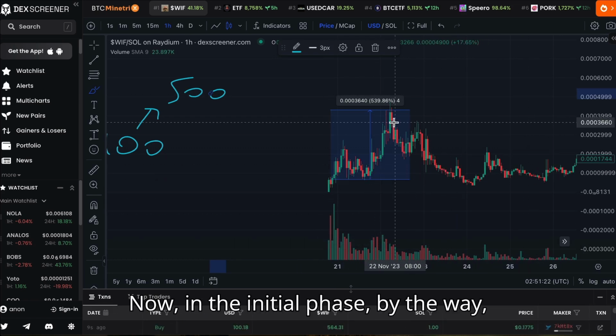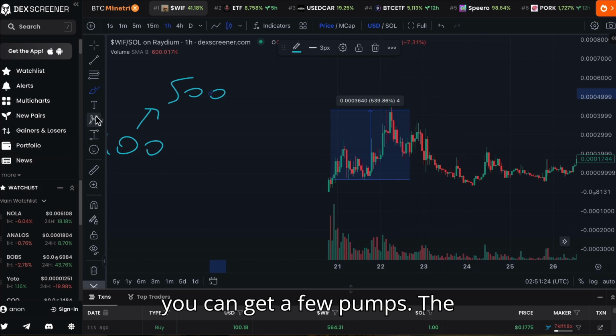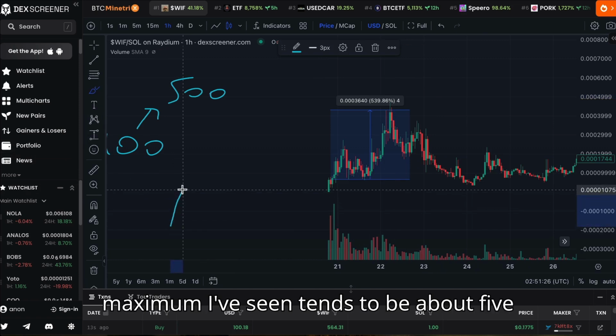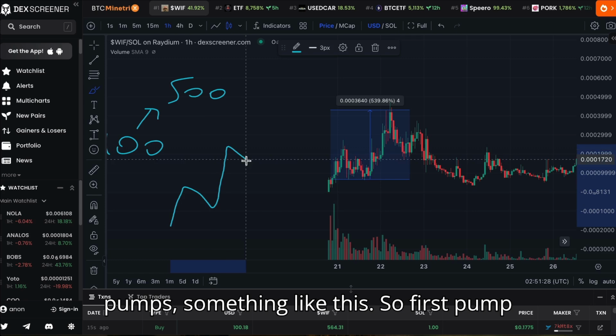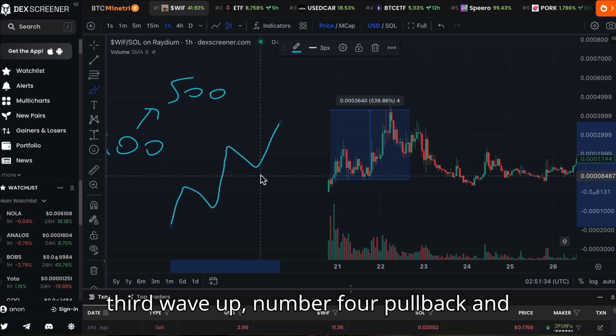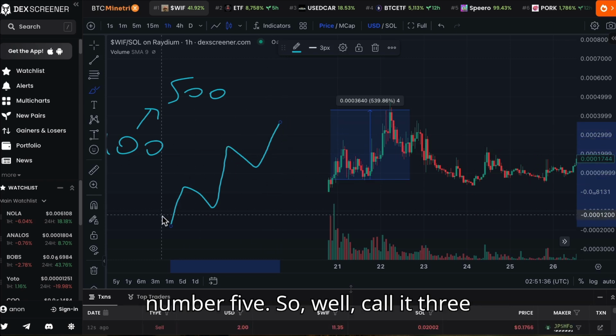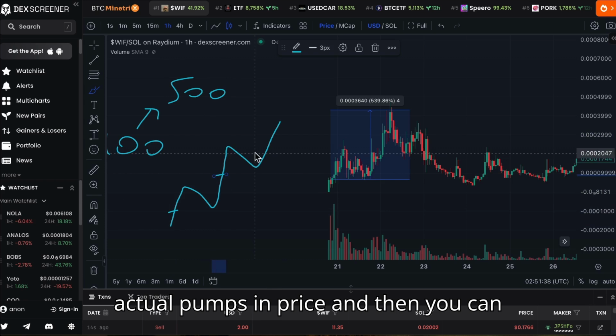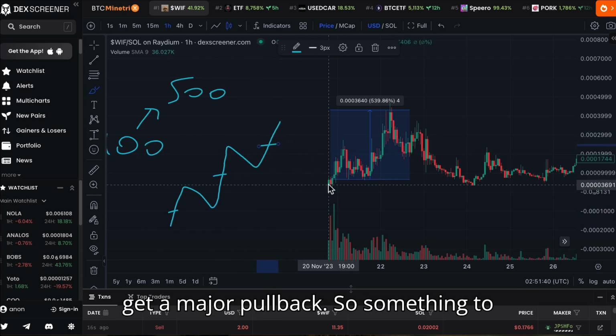Now, in the initial phase, by the way, you can get a few pumps. The maximum I've seen tends to be about 5 pumps, something like this. So first pump, pullback, number 2, number 3, the third wave up, number 4, pullback, and number 5. So, well, call it 3 actual pumps in price, and then you can get a major pullback.